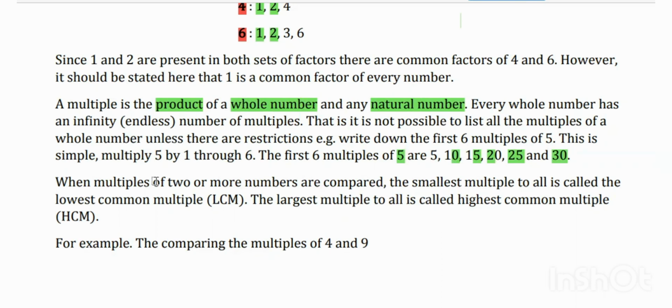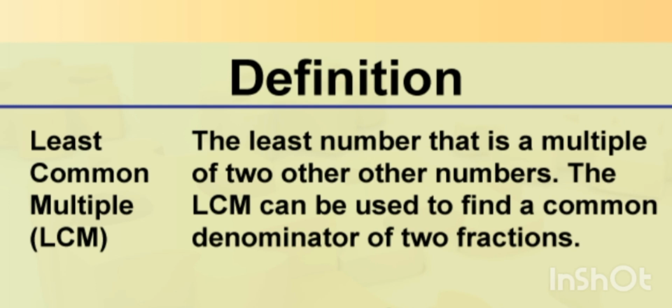Now, when multiples of 2 or more numbers are compared, the smallest multiple common to all is what we call the lowest common multiple.